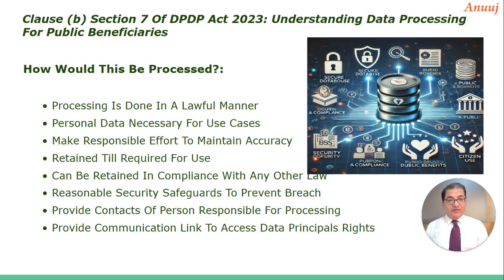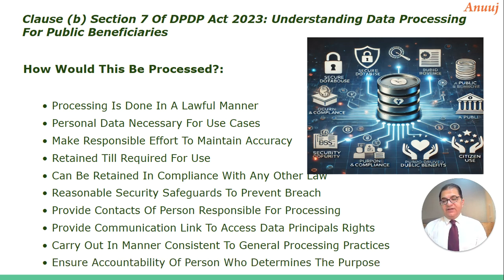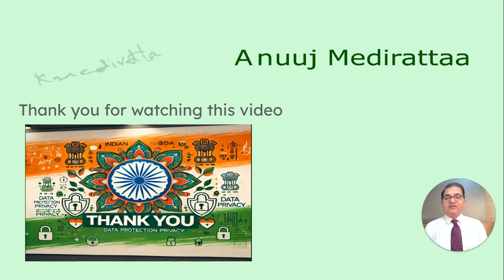They may not be capable of understanding all that, but you still need to inform them in any form, online and through letters, that their personal data is being used, and you have to use it only for beneficiary purposes, not for all purposes. You have to follow all the general data privacy practices and ensure that anyone processing data of state beneficiaries is fully accountable for that. So that's about the processing of personal data of state beneficiaries.